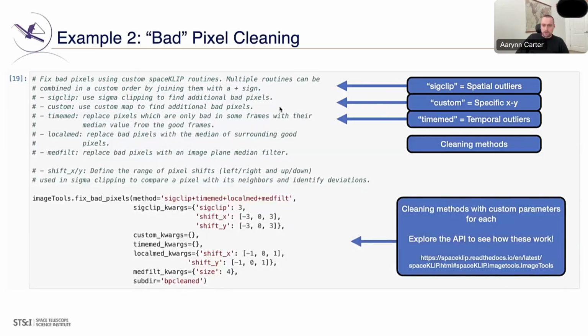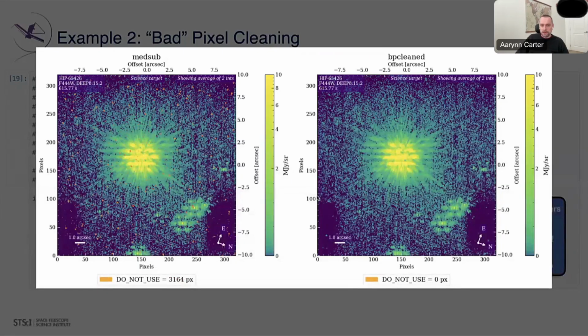Next, we could do some bad pixel cleaning. I won't go over this in too much detail because we could really get in the weeds, but there are things like spatial cleaning of outliers, temporal outliers, custom cleaning of individual pixels that you want to clean. And then we can set all these parameters for these different methods in this fix bad pixels function. Again, you should really take a look at the API to see how this all works. We're also planning maybe some updates to this in the tutorials in the next month or so. But you can see how that looks here.